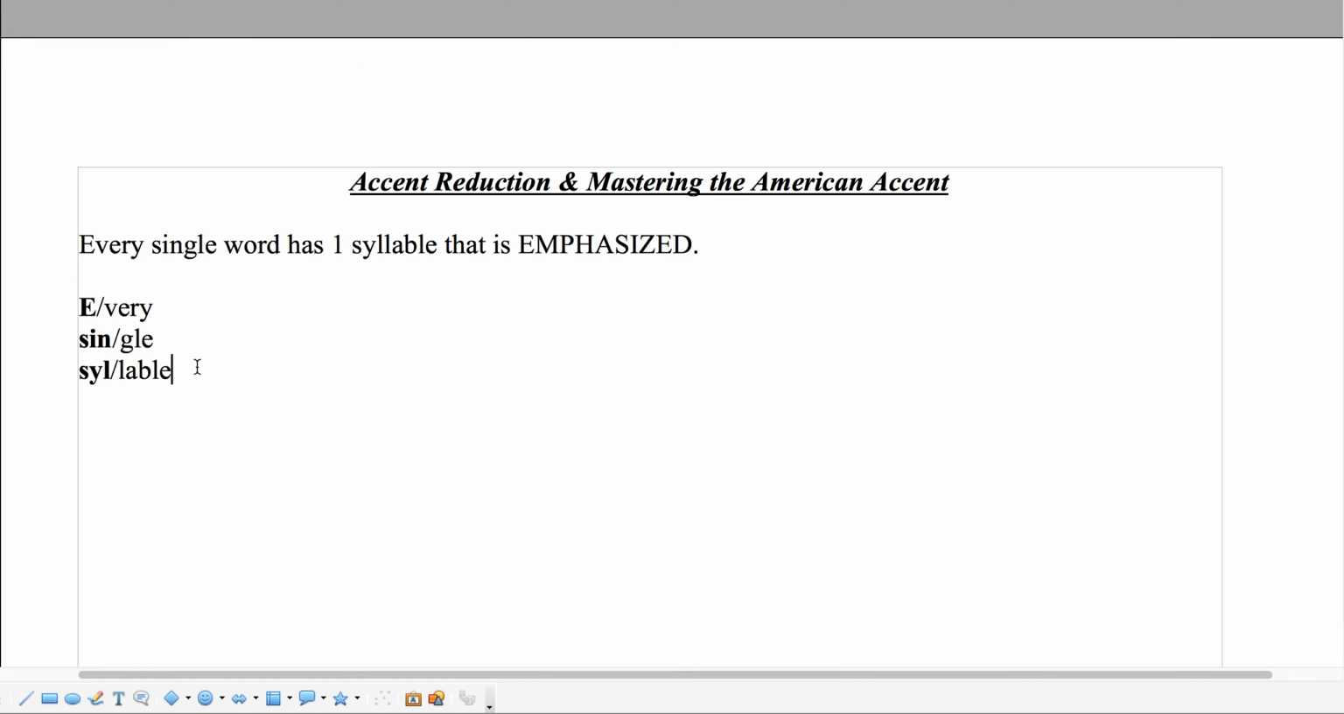There's three syllables in the word syllable, but it's the first one. Syllable. Not syllable. Not syllable. That is emphasized. That's interesting, right? A lot of times we're seeing it's the first one. Let's try the word accent. Accent.